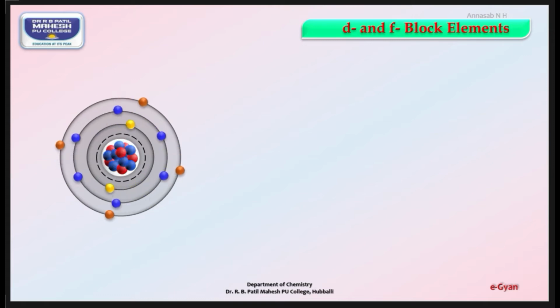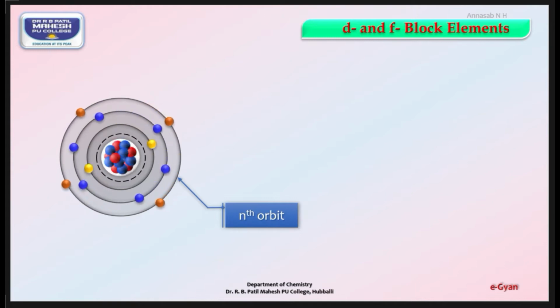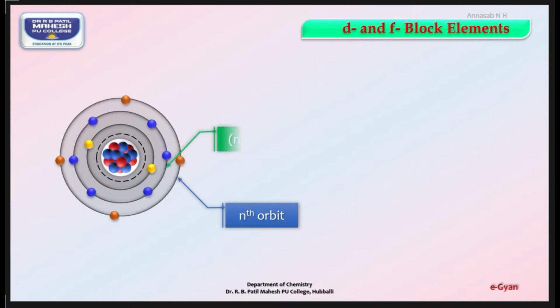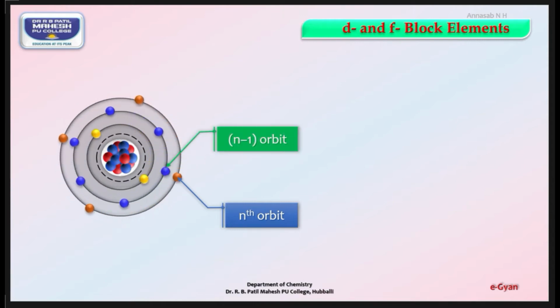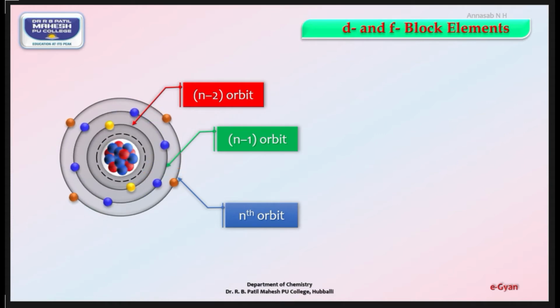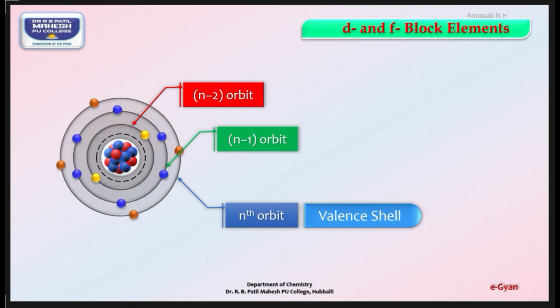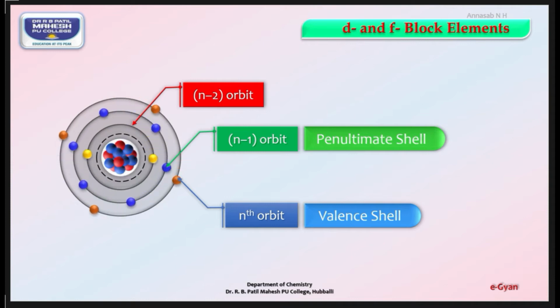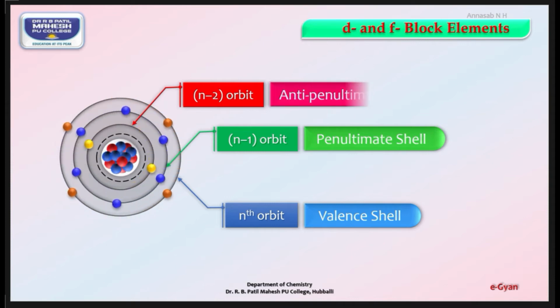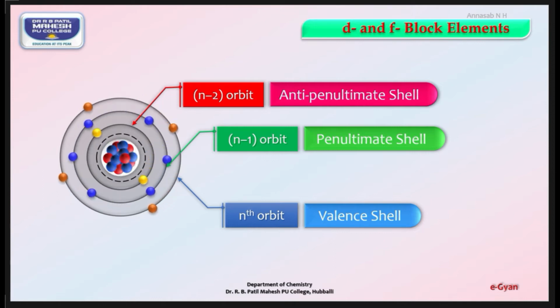So consider this atom where there is a presence of an outer orbit which is considered as nth orbit, and one inner orbit is n-1 orbit, 2 inner orbit is n-2 orbit, like that. Nth orbit we consider as valence shell, n-1 orbit is known as penultimate shell, and n-2 orbit is known as anti-penultimate shell. Valence shell, penultimate shell, anti-penultimate shell.